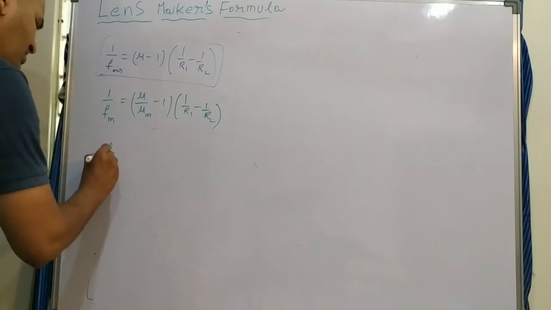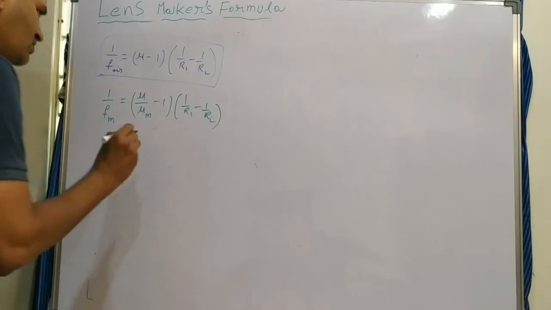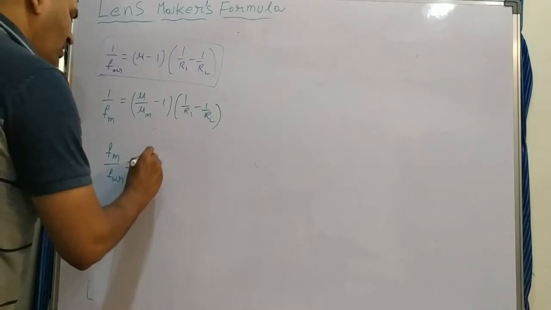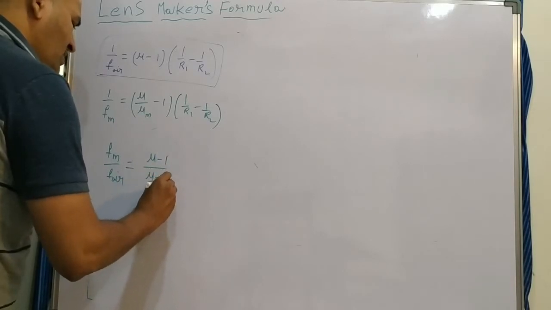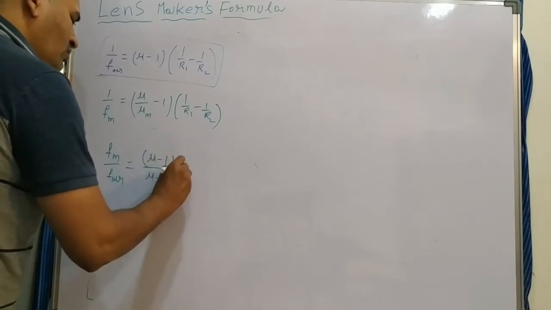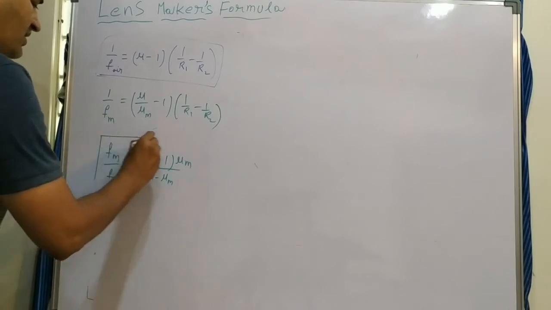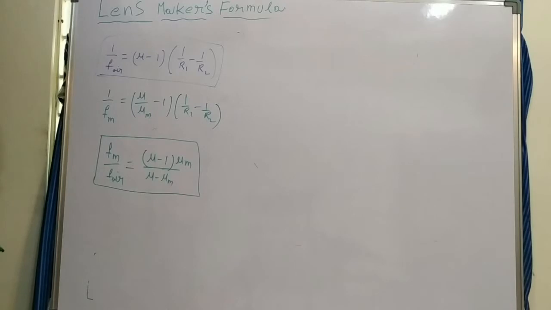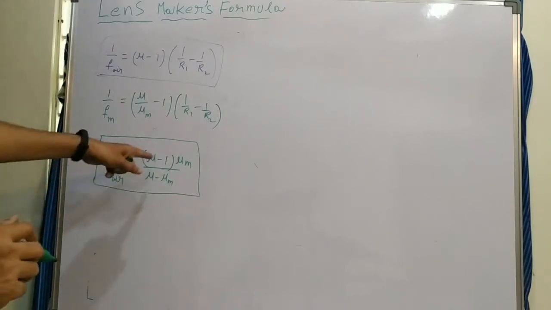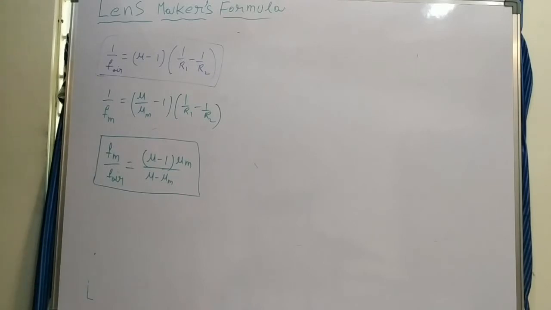So we can write f medium by f air is equal to what we get here, mu minus 1 by mu minus mu medium, into mu medium we can take. So what do we get? The relation between the focal length of the lens in air and the focal length of the lens in a medium. Then we can write f medium by f air is equal to mu minus, mu is the refractive index of the lens, and mu medium is the medium in which that lens is placed.